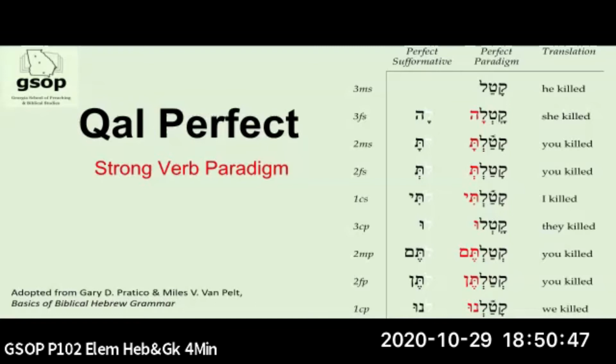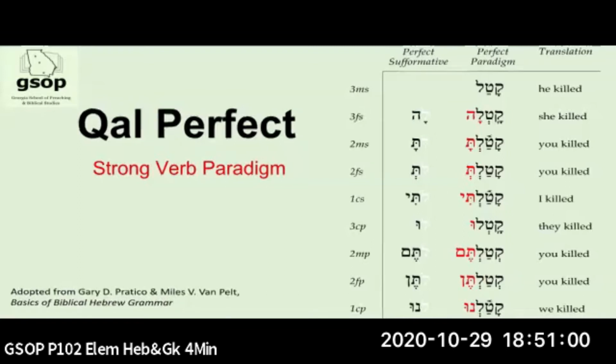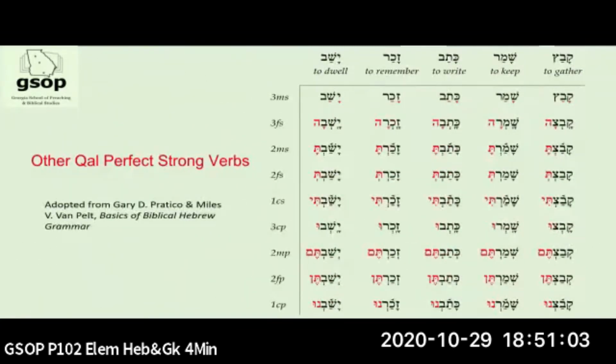Basically, there's a pattern: you add a suffix to the Qal perfect stem in order to determine person, number, and gender. All right. So if we look at some other words in the Qal perfect strong verbs, for example, yashav, to dwell, or zakar, to remember, or katav, to write, or shamar, to keep. I think that was the word we had earlier, shamar. Maybe, I don't remember now.